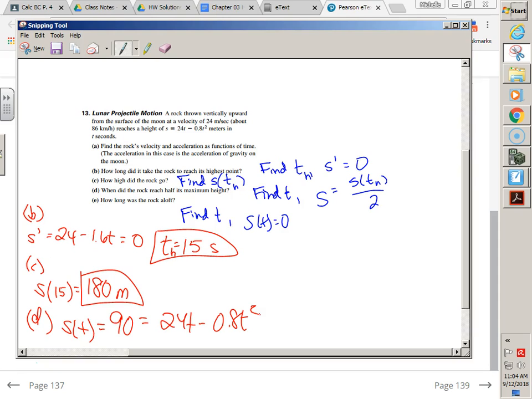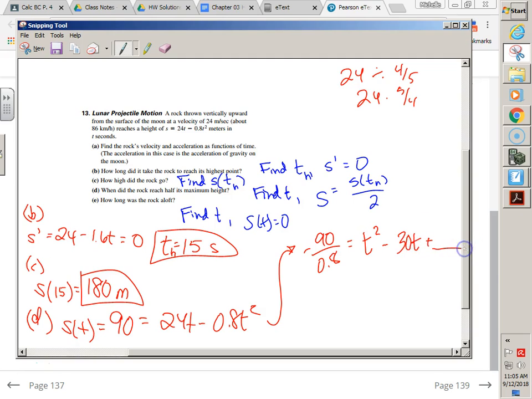What's the struggle of solving this one by hand? It's a quadratic. I guess you could complete the square. It's not impossible. But what you could have done is divide both sides by 0.8. You would have had t squared minus 24 divided by 0.8, which is 24 times 5/4, which would be 30.